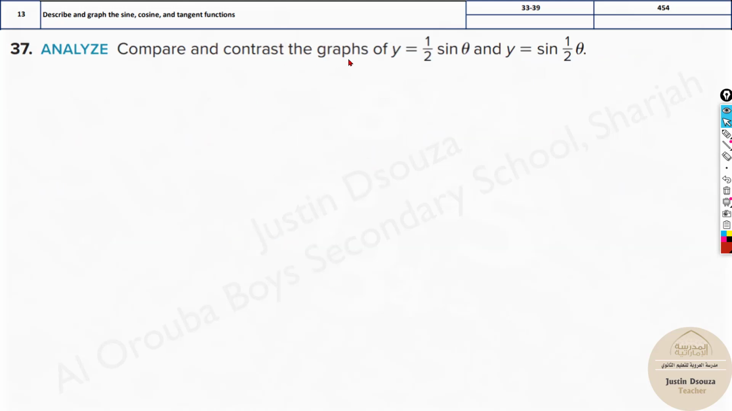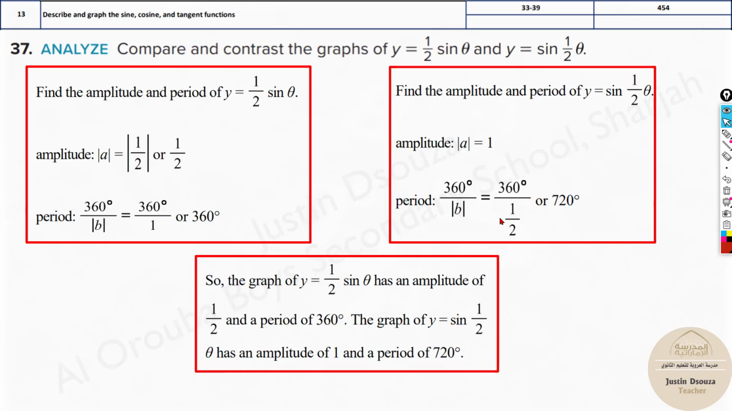And compare and contrast the graphs of y equals half sine theta and y equals sine half theta. Here, the amplitudes are different and the periods are different. I don't know what exactly they want. Yeah, amplitude and period, that's all you need to solve for. What is the amplitude here? Half. Period is 2 pi by b, and b is 1.